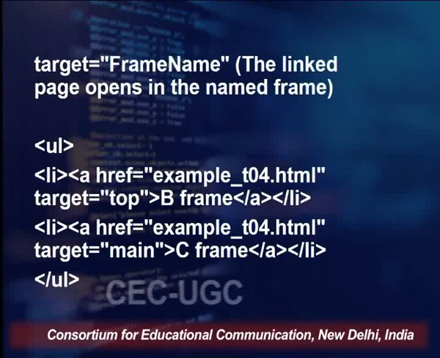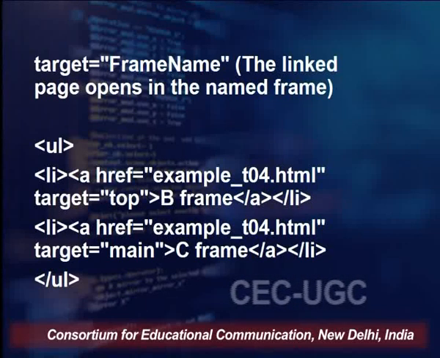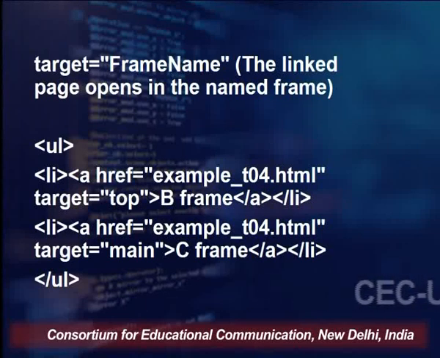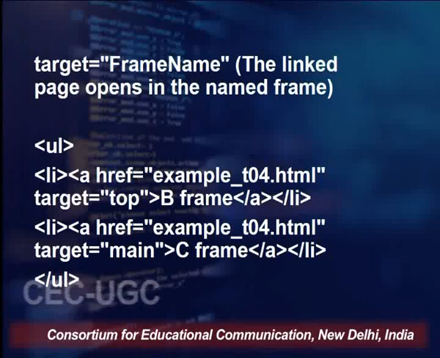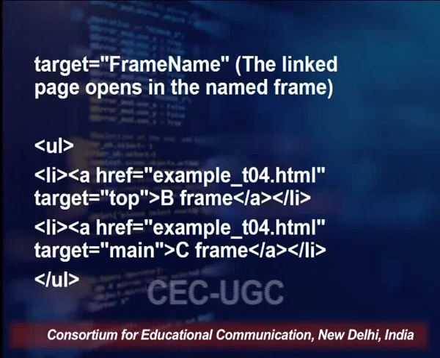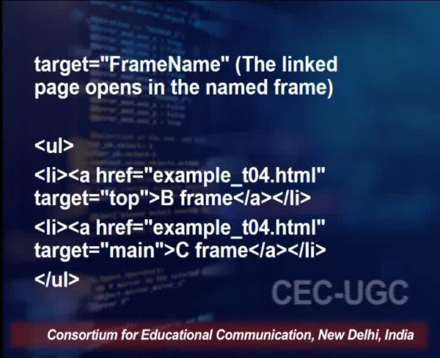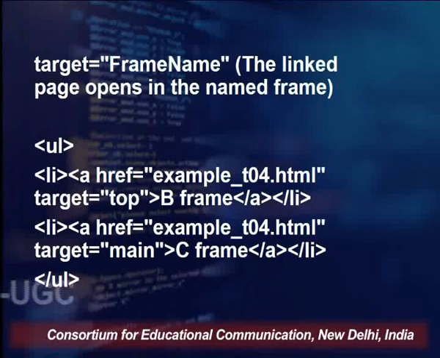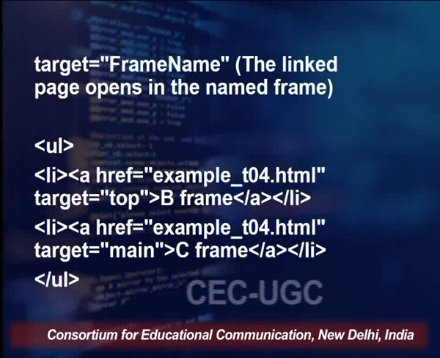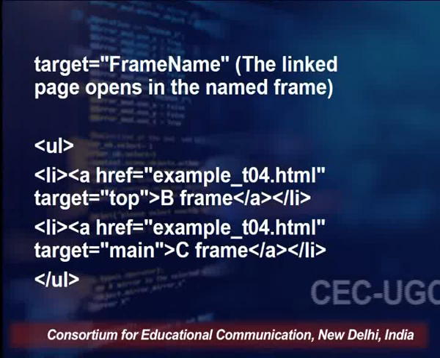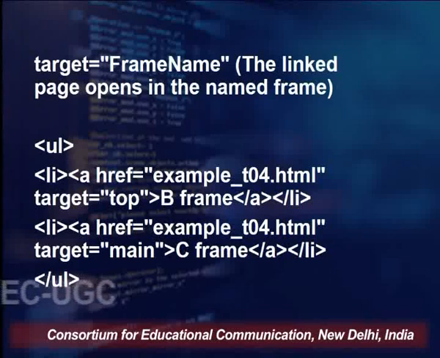Then we have underscore parent, which is for the parent frame. Then underscore blank is going to give you your links to be opened in altogether a new window. Or we can have target equals self as well. Self, as the name indicates, is going to open the links in the current frame itself.